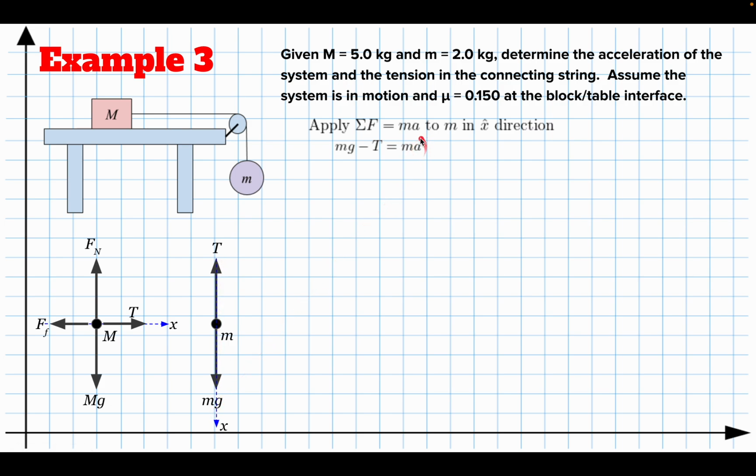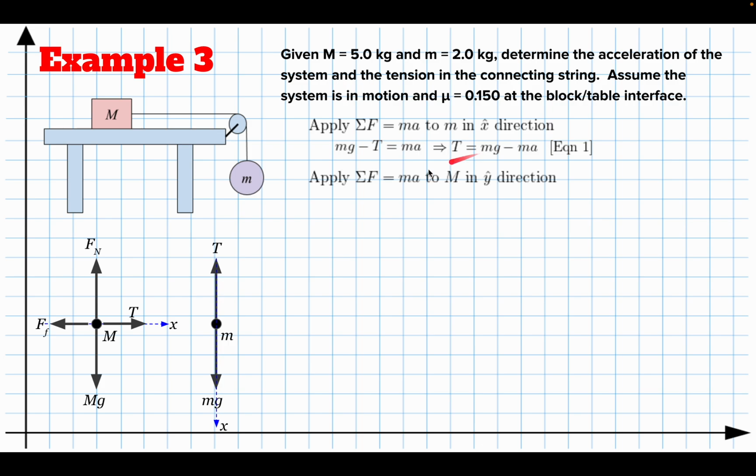So remember, this is the acceleration in the positive x direction, a. All right. Now, I'm going to solve that for T because I want to eventually get rid of the tension because I'm trying to find the acceleration of the system. So if I solve this for T, it looks like that, and I'm going to call that equation 1.